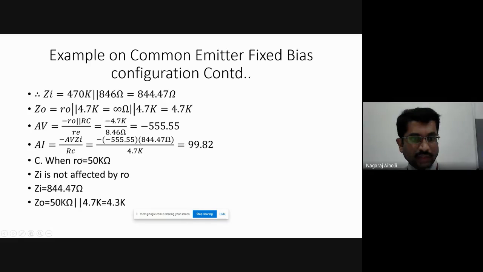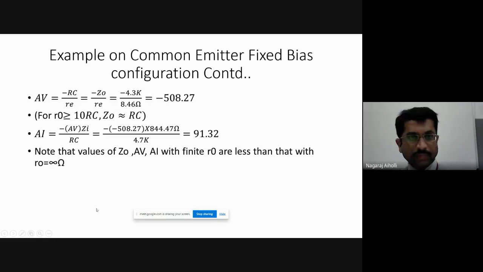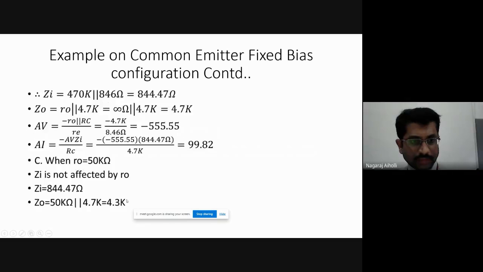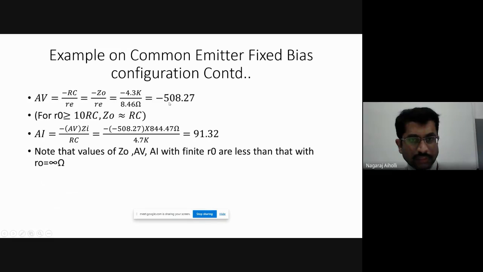Next is Z naught. Z naught is R naught parallel RC. R naught is given as 50 kilo ohm parallel 4.7K. We have to find the parallel combination of 50 kilo ohm and 4.7 kilo ohm, which will be 4.3 kilo ohms. Next is the gain equation, minus RC by small re, that is minus Z naught by RE. Z naught we have just calculated, 4.3K. Minus 4.3K divided by the RE value of 8.46 ohms. It is minus 508.27.